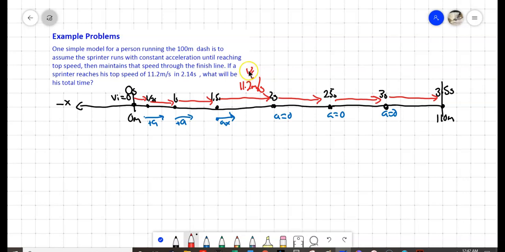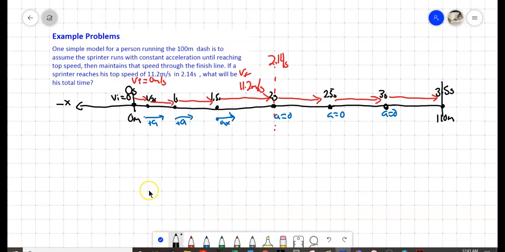We'll call this the velocity 2. The initial velocity is going to be 0 meters per second, and I'm thinking that we're actually just going to call this v final for the accelerated portion, right? So that occurs right here at 2.14 seconds. So they've hit their top speed of 11.2 meters per second at 2.14 seconds.